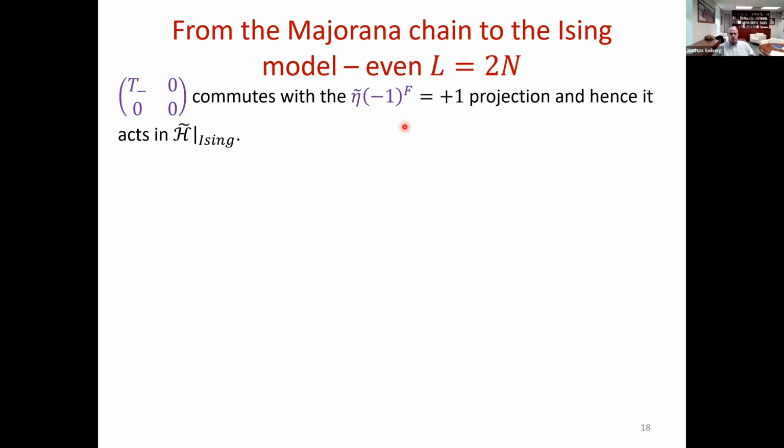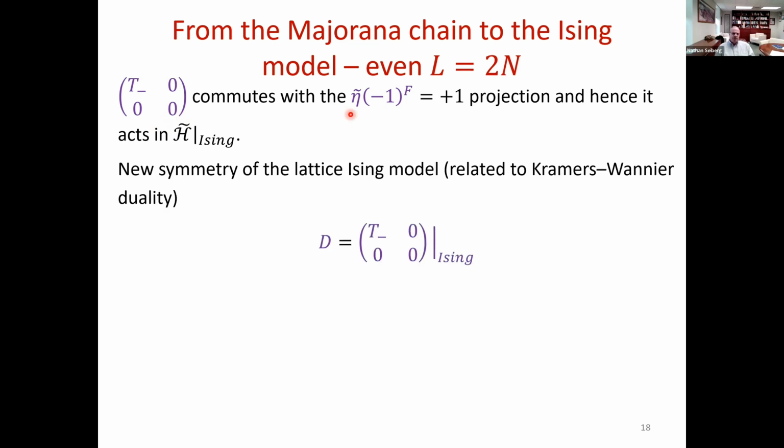This operator commutes with the projection because the sign, the problematic sign I discussed earlier, is only in this block. So this operator commutes with the projection, and it clearly commutes with the Hamiltonian because it commuted with the Hamiltonian even before the projection. The only funny thing about this transformation is that it has a zero here. Namely, this is not a unitary transformation. So we see that we have a new symmetry of the lattice Ising model.